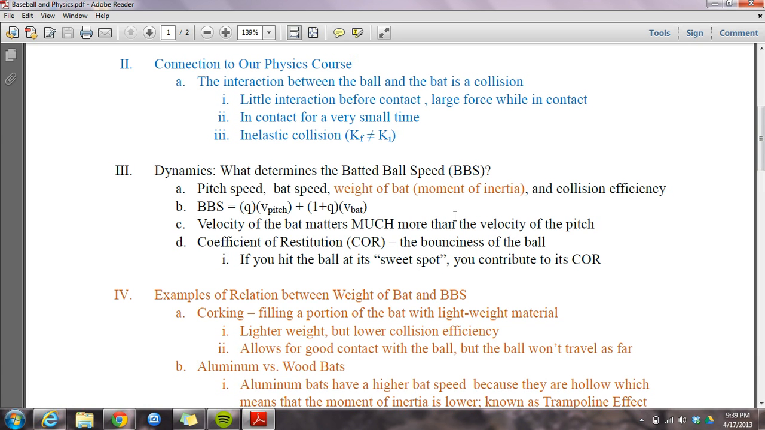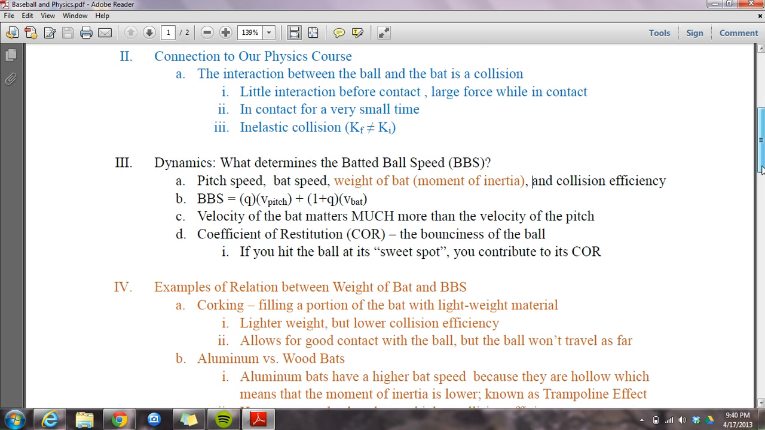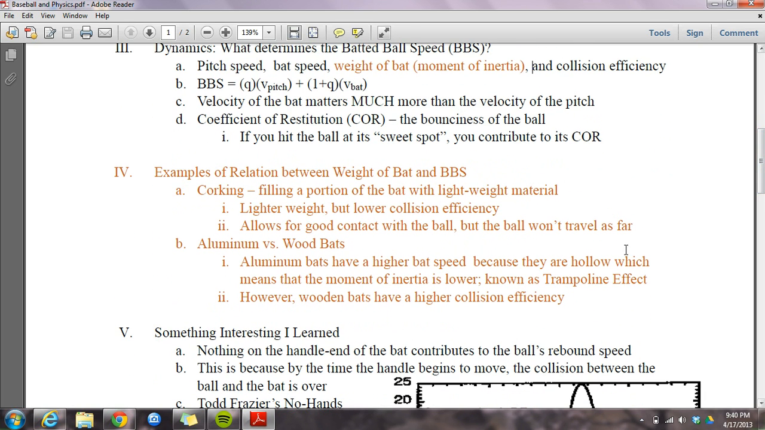Basically, the coefficient of restitution is the bounciness of the ball. So if you hit the ball at the right spot, you contribute to how far it'll bounce off the bat, which is really important in baseball. Here we have the weight of the bat, moment of inertia, in orange, because the next section is an example of how the moment of inertia and the weight of the bat have to do with the batted ball speed.